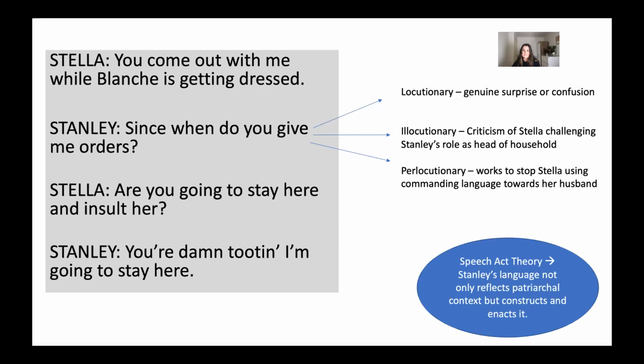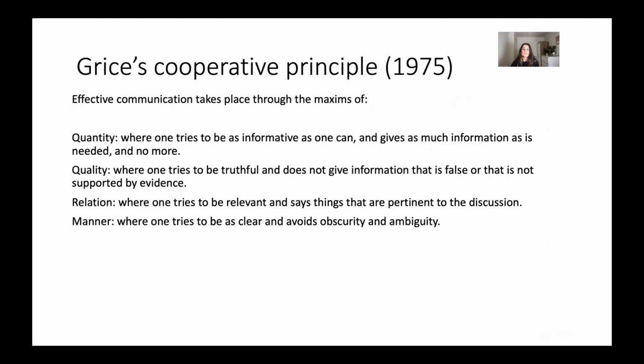So according to speech act theory then, by looking at the three different layers of this, we can think about Stanley's language not only reflecting his patriarchal context, but actually being this active entity that helps to construct and enact it as well. So I'm also going to introduce a couple more ideas from discourse analysis and use these as well to think about how it can help enable analysis of the play too. But again, as I'm talking, you might like to think about plays you know and how you could apply these ideas as well.